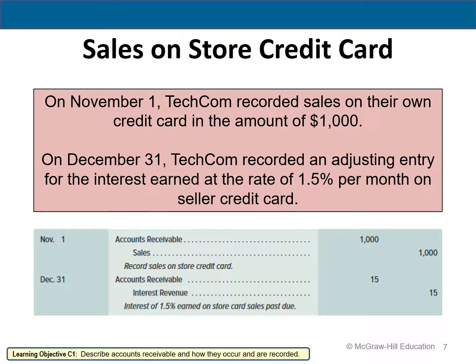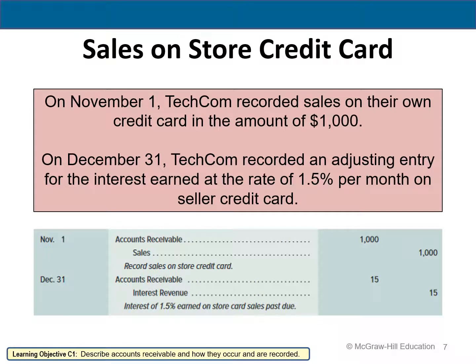All right, sales on store credit card, right? So on November 1st, TechCom recorded sales on their own credit card in the amount of $1,000. And then on the 31st, we recorded an adjusting entry for the interest earned at a rate of 1.5 percent per month on the seller card. So they made a sale on their own store credit card, right? So we record accounts receivable for $1,000 and sales for $1,000.